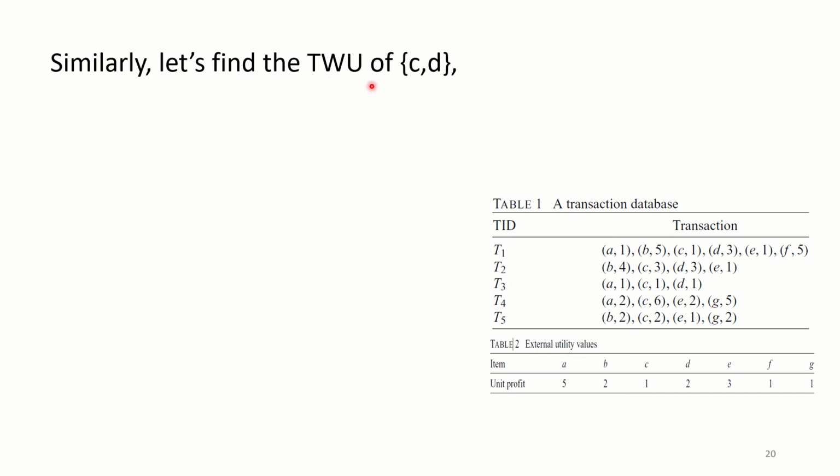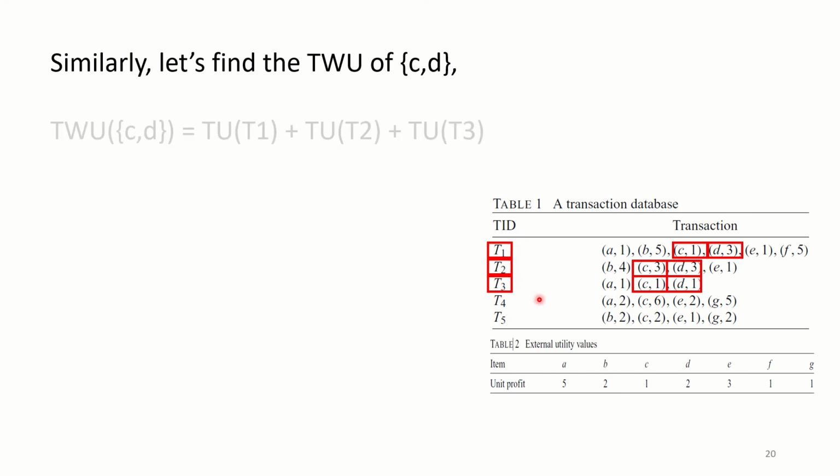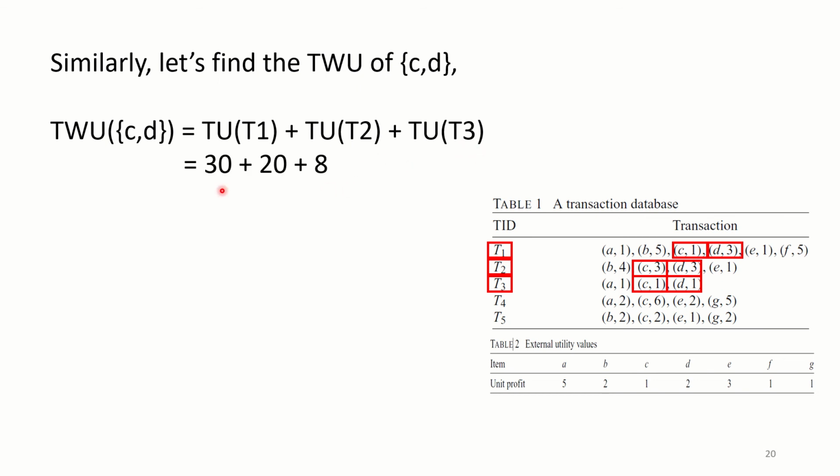Similarly, let's find the TWU of CD. So we have to find in which transactions CD is located. So we can find that CD can be found in T1, T2, and T3. So the TWU of CD would be TU of T1 plus TU of T2 plus TU of T3. And if you add them up, we can get 58.